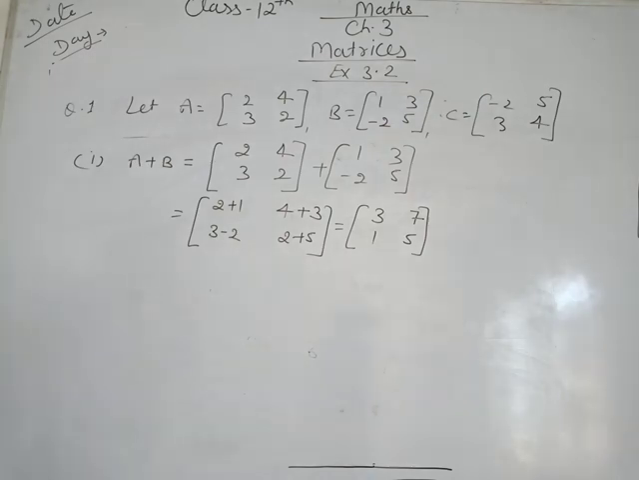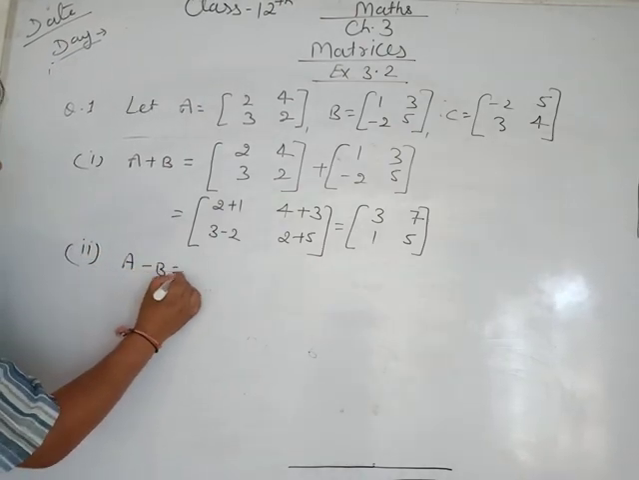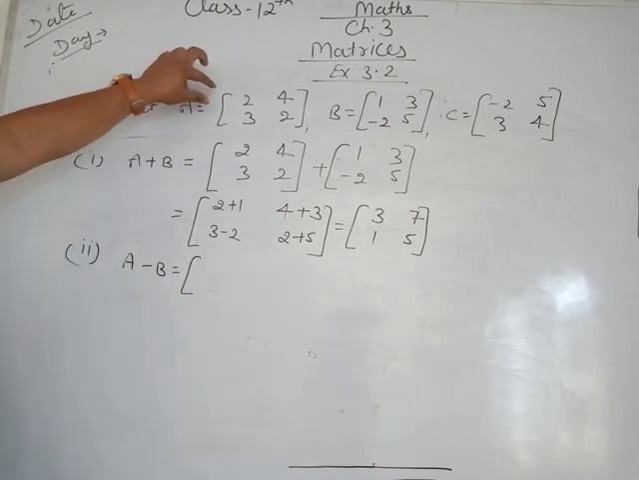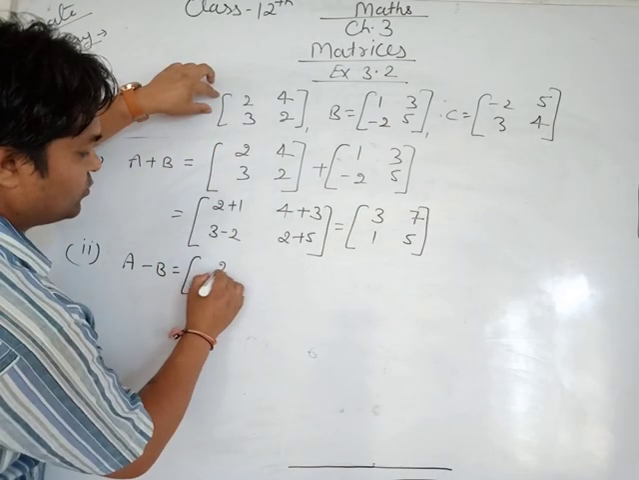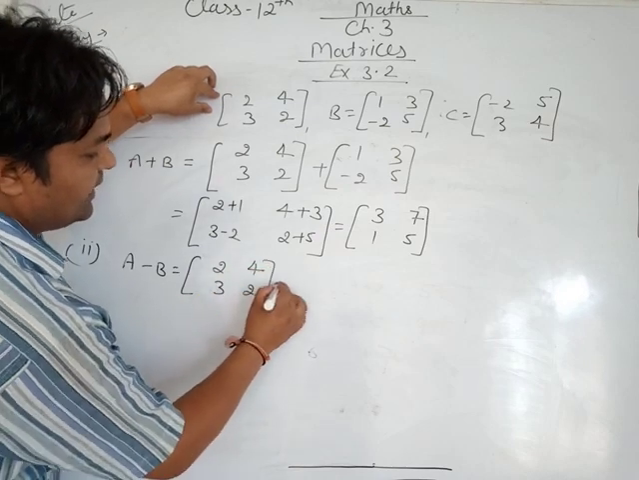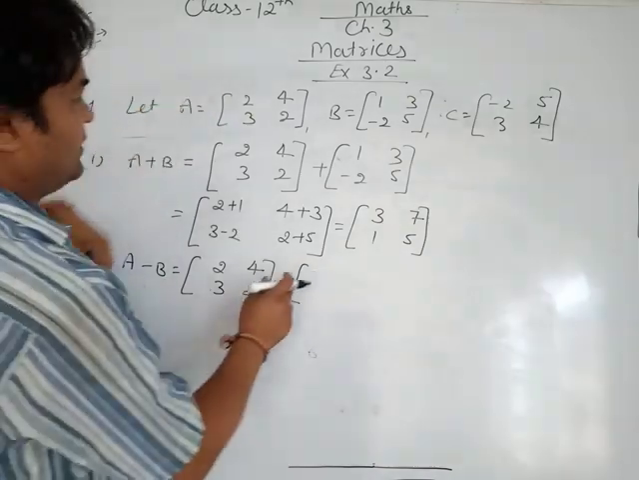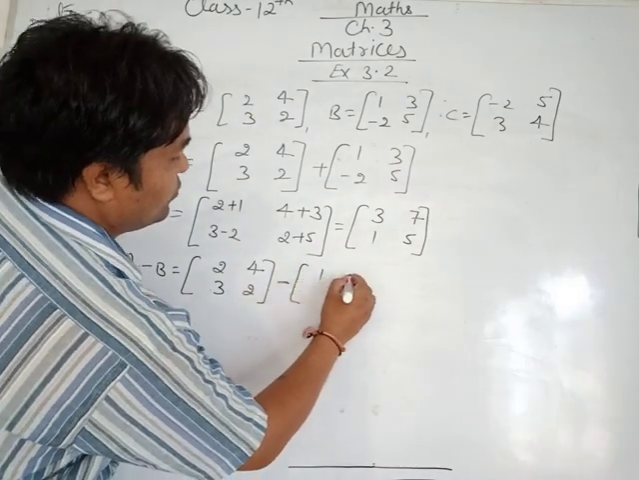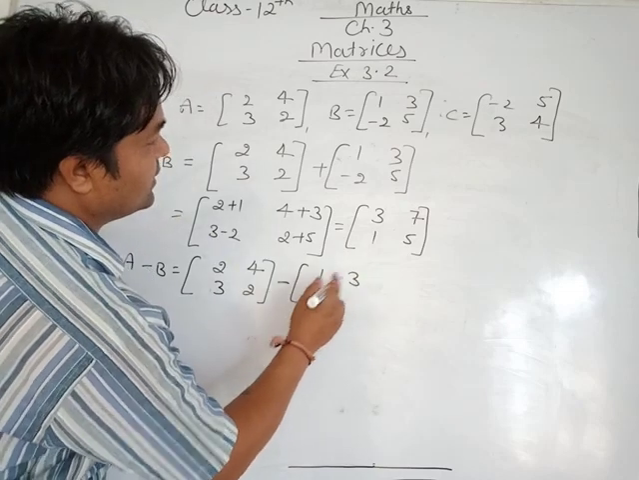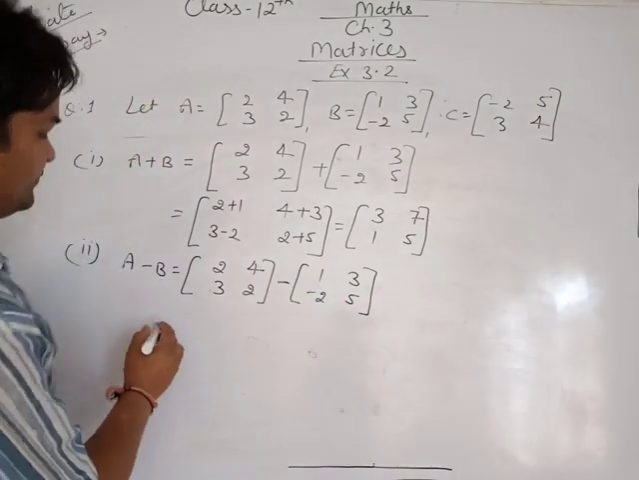Secondly, the subtraction, it is the second part: A minus B. A minus B, we have given also 2, 4, 3, 2 and minus, because here the operation is subtraction, 1, 3, minus 2 and 5.